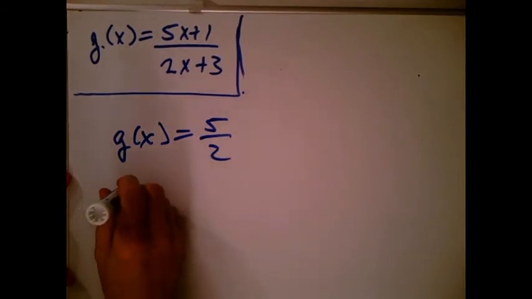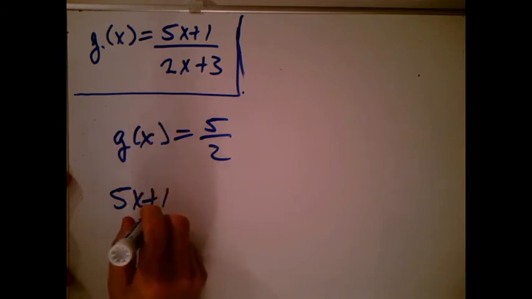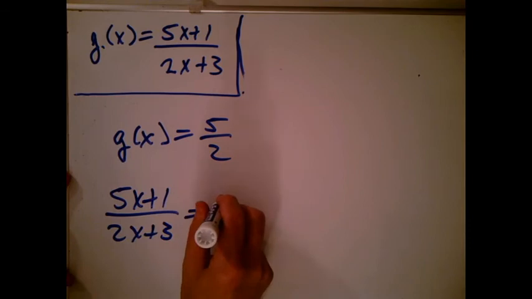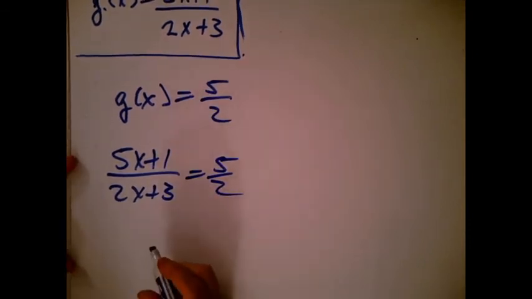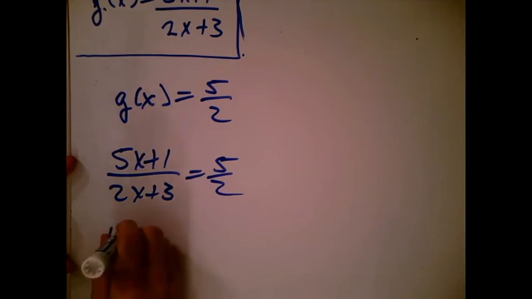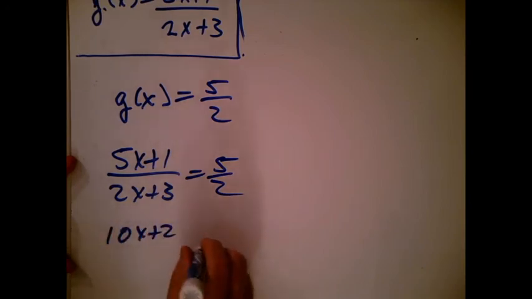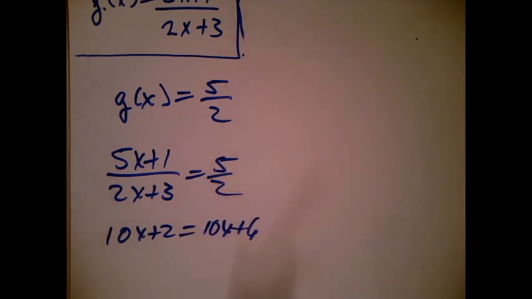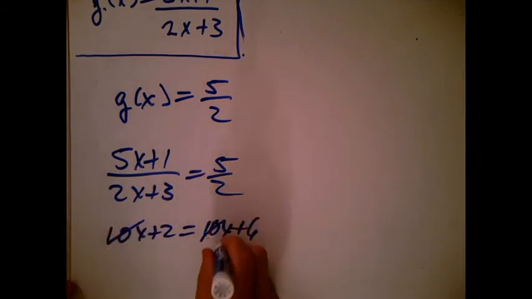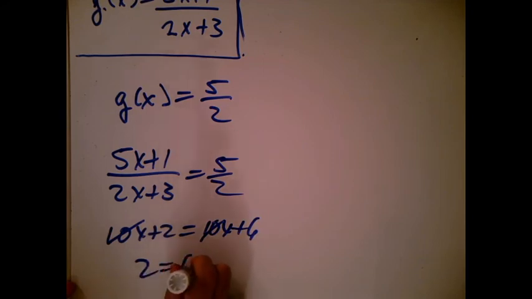I know what g of x is, so I put it in. That's 5x plus 1 over 2x plus 3. I want to set that equal to 5/2. I'm going to cross multiply, and I'm going to get 10x plus 2 equals 10x plus 6. Okay. If I subtract 10x from both sides, I get 2 equals 6, which isn't true.